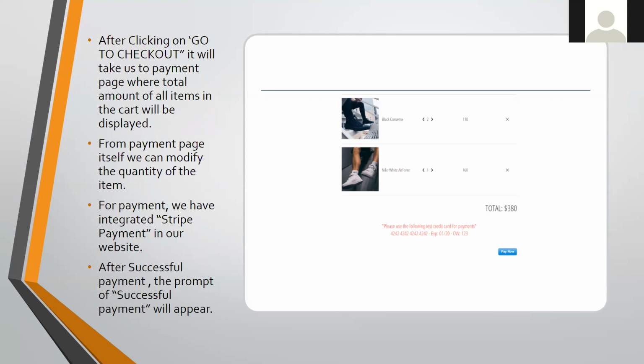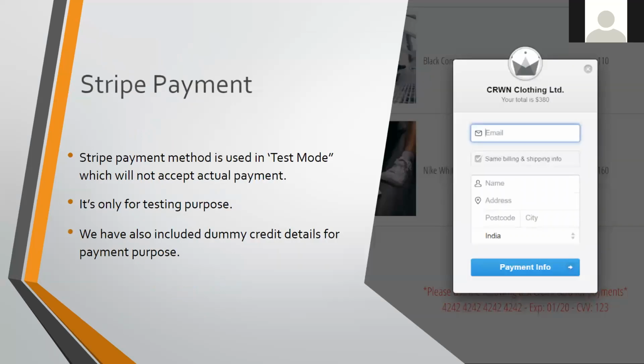For payment, we have integrated Stripe payment in our website. After a successful payment, a prompt of successful payment will appear. This is the snapshot of the Stripe payment that we have integrated in our website. The Stripe payment method is used in test mode, which will not accept actual payments. It's only for testing purposes, and we have included dummy credit card details for payment purposes.